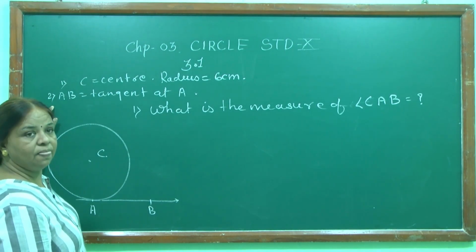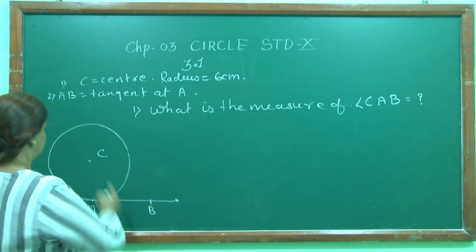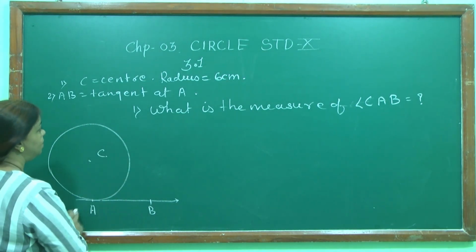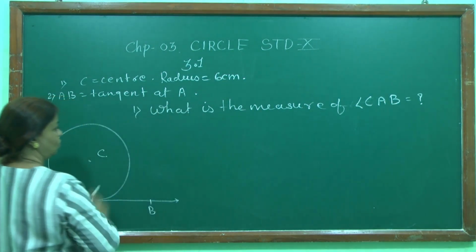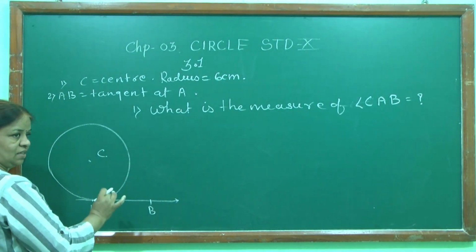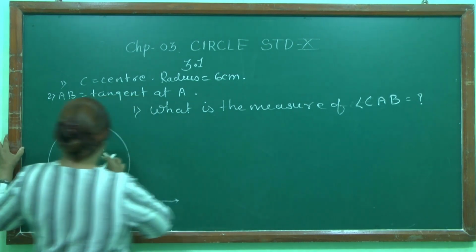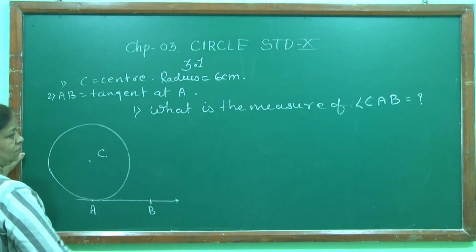Question number 1. This is the circle with center C. AB is a tangent given. The first question we have to answer here is, what is the measure of CAB?